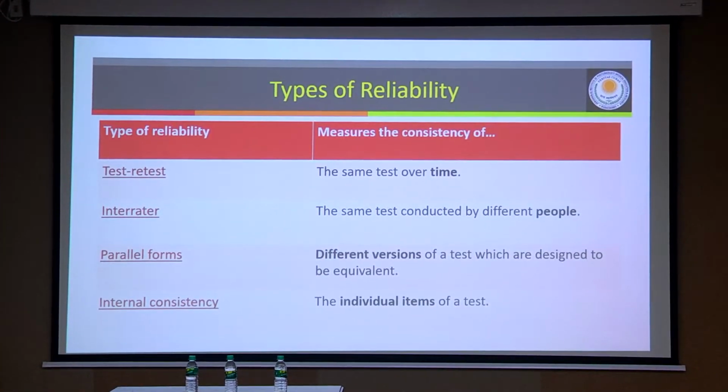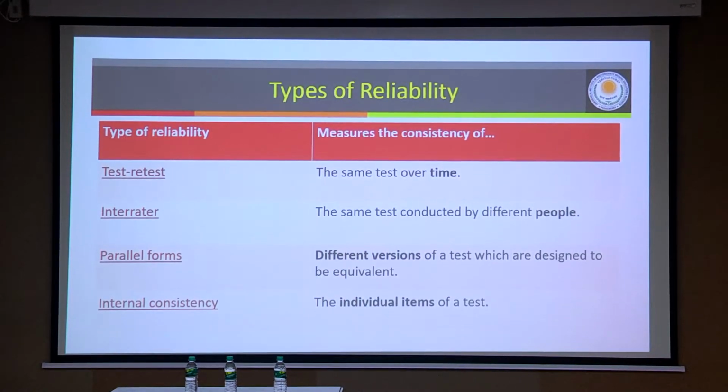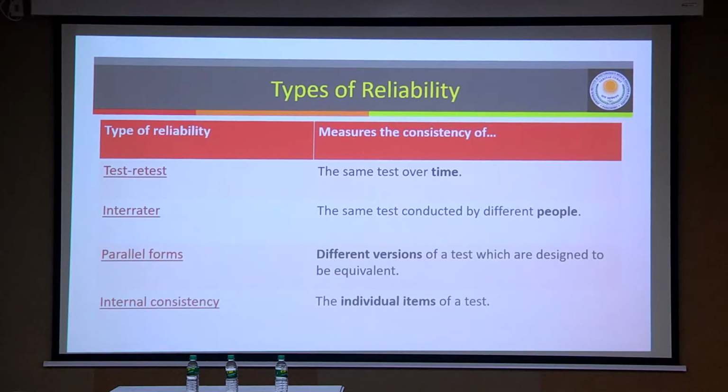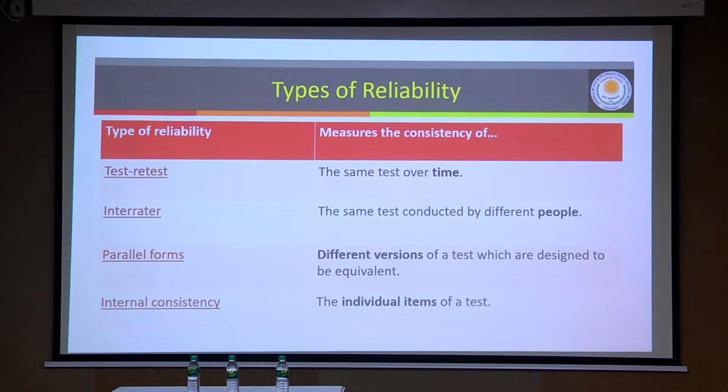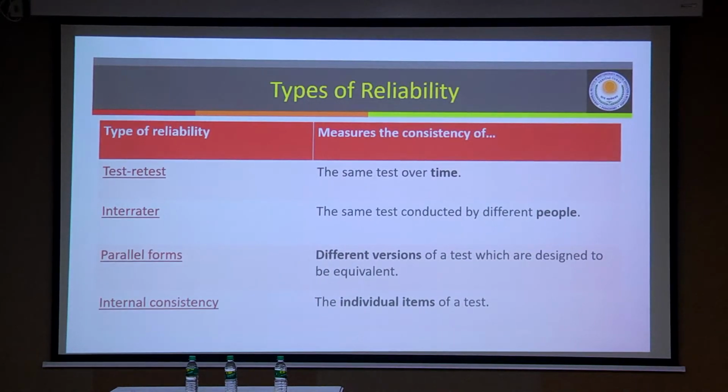The next one is parallel forms, where you prepare different versions. What I mean by different versions is, usually a questionnaire study will have certain sections, section A, B, C, D. You change these sections, give it to different participants and try to get the same results. This is called parallel forms. The last one is internal consistency, where you check individual items. Like you have 20 questions, first you check only the first 5. If you get good results from the first 5, then you move on to the next 5. This is called internal consistency.